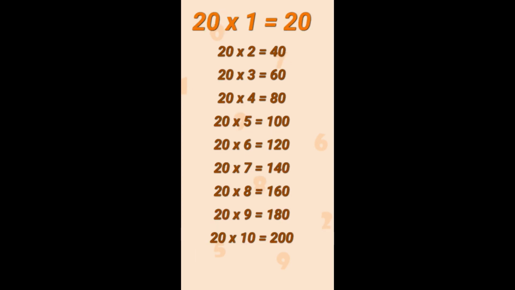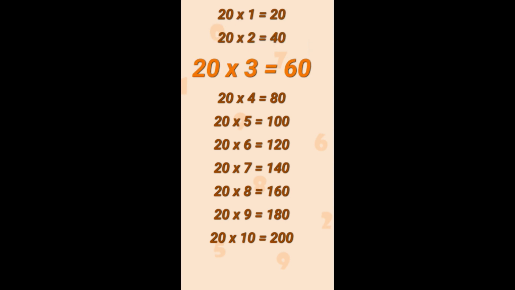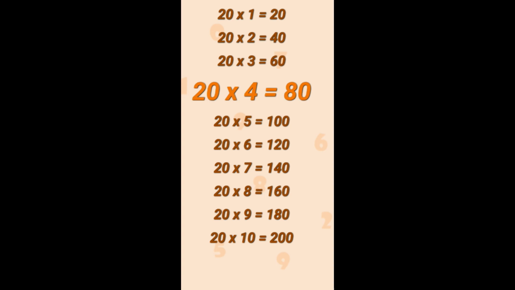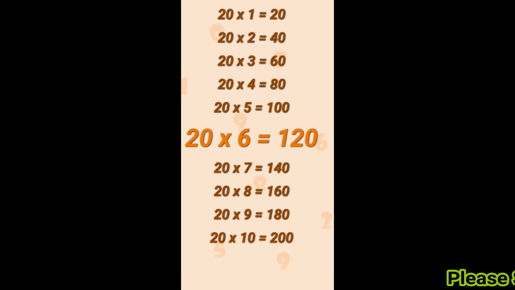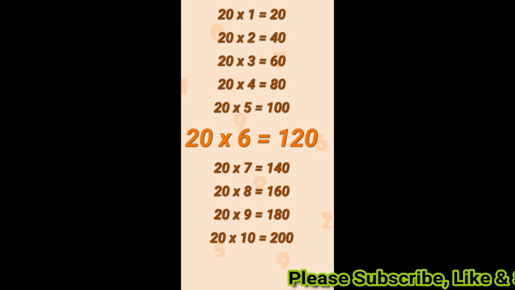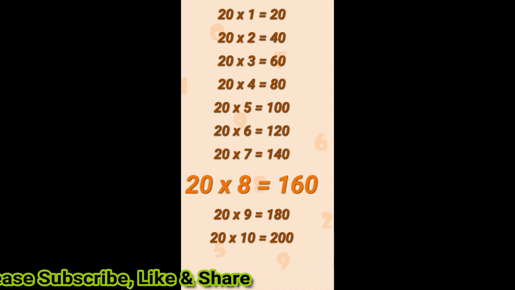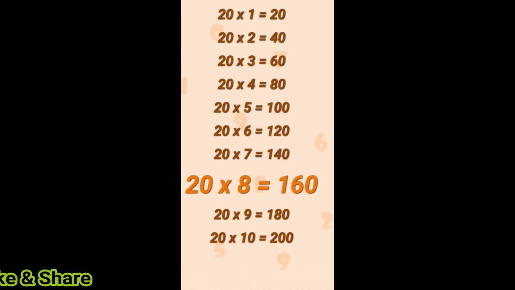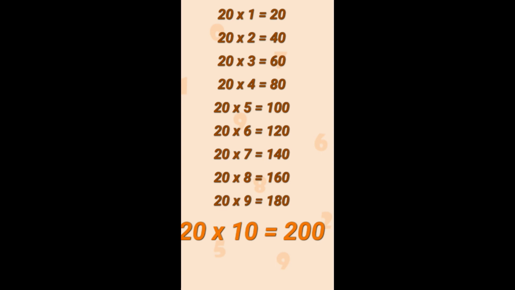20 times 1 is 20. 20 times 2 is 40. 20 times 3 is 60. 20 times 4 is 80. 20 times 5 is 100. 20 times 6 is 120. 20 times 7 is 140. 20 times 8 is 160. 20 times 9 is 180. 20 times 10 is 200.